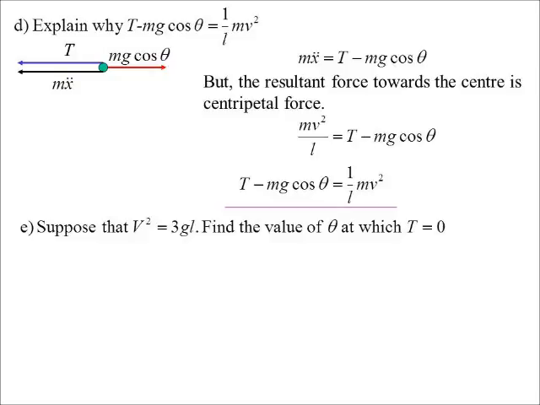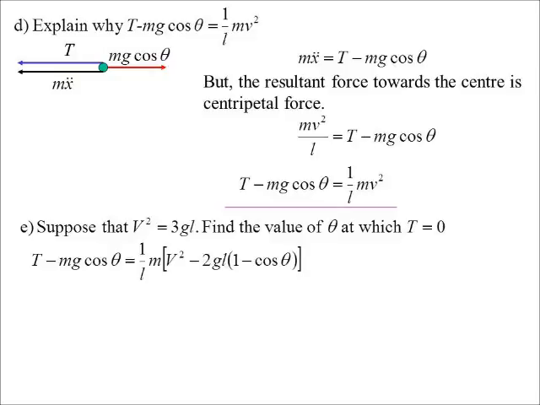It's no longer moving in its circle. The string has gone slack. Whilst it's in the circle, the string's nice and tight, it's going around the lovely circle. As soon as tension becomes 0, the string's no longer tight. It's now slack, so there's no tension in the string. So it moves out of its circular motion.